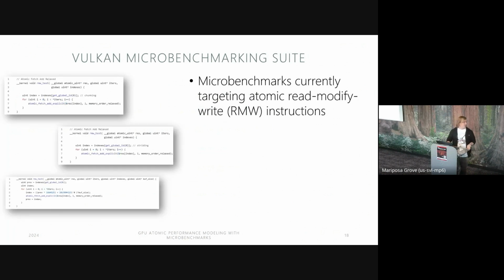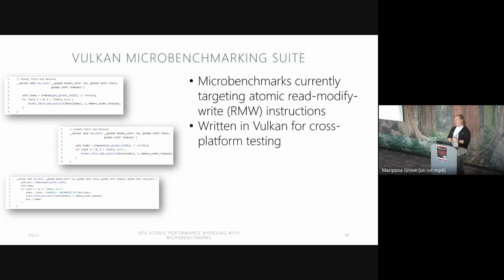They're pretty simple microbenchmarks. These are 3 of them. They're a few lines of code. You'll notice they're written in OpenCL. The whole test is written in Vulkan because we want cross-platform testing. We don't care about this on just Nvidia devices, or we write CUDA. We don't care about this on just Apple devices, or we write Metal. We care about this on every single platform we can get, which is why we use Vulkan.